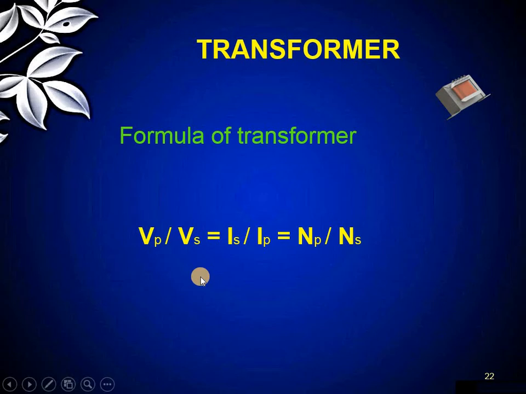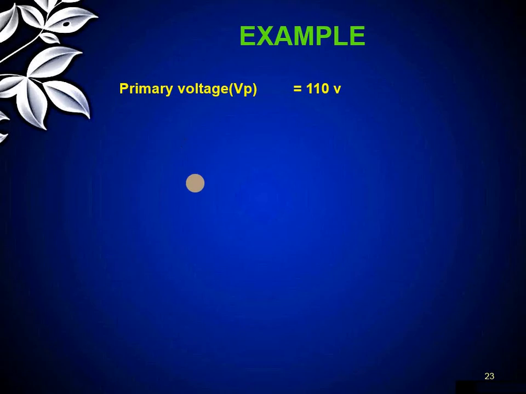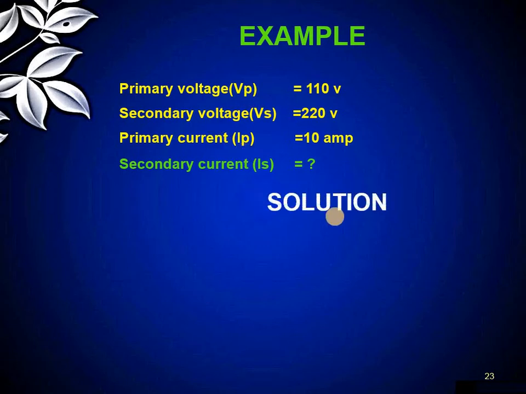Formula of a transformer: primary voltage over secondary voltage is equal to secondary current over primary current, which is equal to the number of turns of the primary over the number of turns in the secondary. We will take an example. Primary voltage 110 volts, secondary voltage 220 volts, primary current 10 amperes, and we will find the secondary current. Now we will go towards our solution.